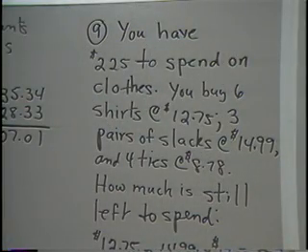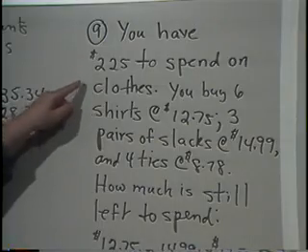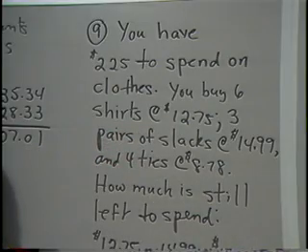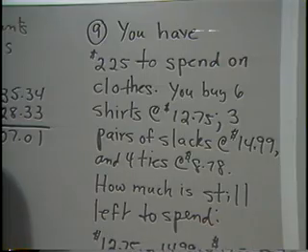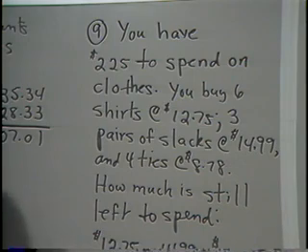Problem number 9 says you have $225 to spend on clothes. That's the same as saying you have a clothing deposit. Now it says you buy 6 shirts at $12.75 each. That's the same as writing 6 checks, each for $12.75. See? And you're buying 3 pairs of slacks for $14.99 each, and 4 ties at $8.78 each. And the problem says, how much is still in the account left to spend?